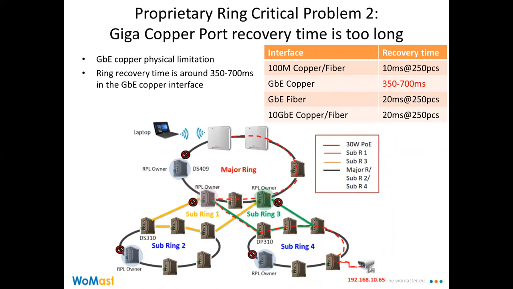Then the proprietary ring still has another critical problem. That is, in the gigabit copper port, the recovery time is too long. We see here the gigabit copper time is very long. This is because of the physical limitation of gigabit copper. The ring recovery time is around 350 milliseconds to 700 milliseconds on the gigabit copper interface. So this is a very typical problem in the gigabit copper port: the recovery time is too long.